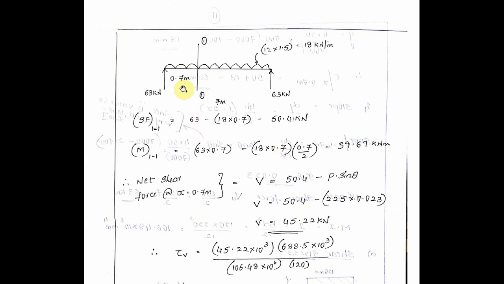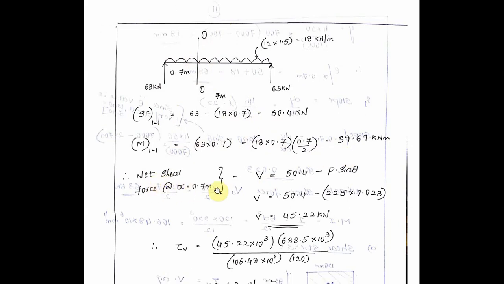So this is at the distance of 0.7. To find that, at both sides the reaction is 63 kilonewton, and the total load is 12, factor of load is 1.5, that is 12 into 1.5, 18 kilonewton per meter. Therefore, shear force is equal to 63 minus 18 into 0.7, that is 50.4 kilonewton. Then bending moment is 63 into 0.7 minus 18 into 0.7 into 0.7 divided by 2, that is 39.6 kilonewton meter.